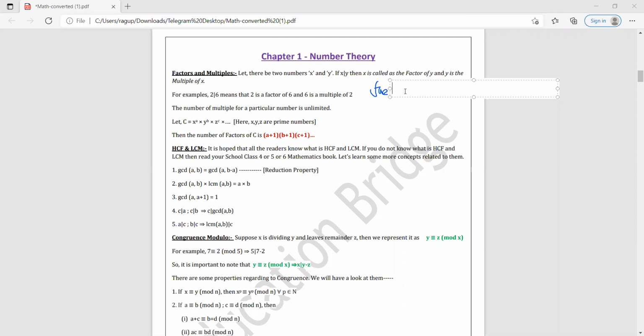So in this video you are going to learn the basics of number theory, which includes factors, multiples, HCF and LCM, and congruence modulo. So let's start.